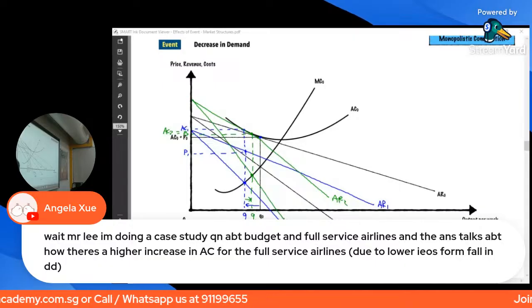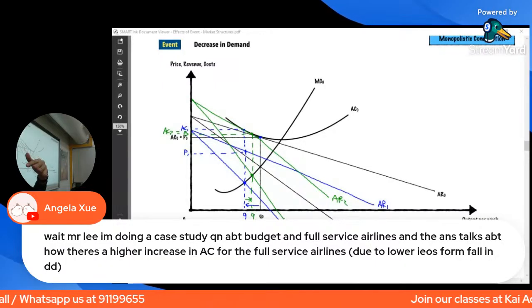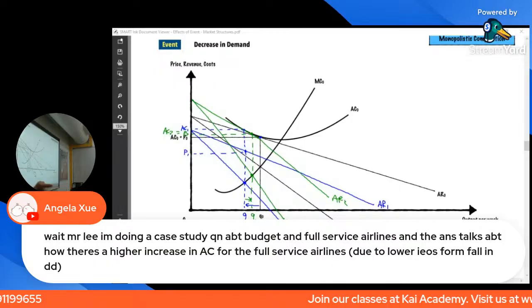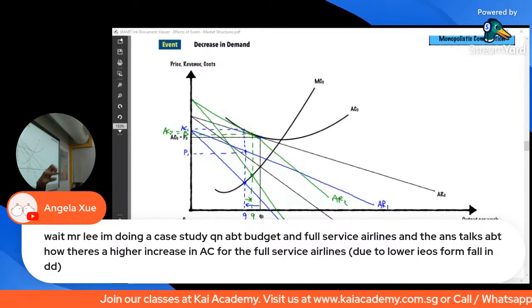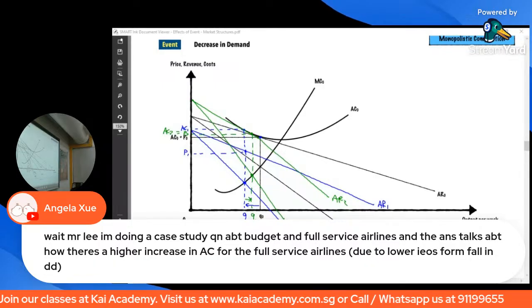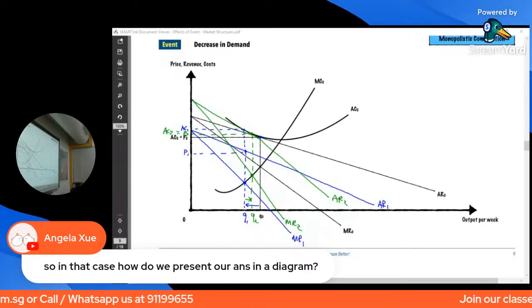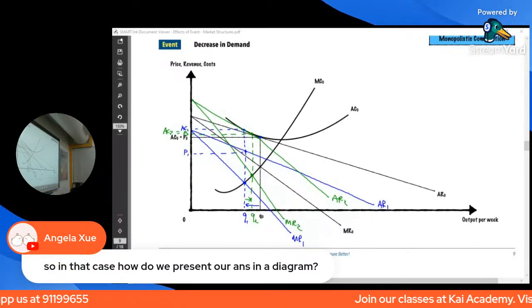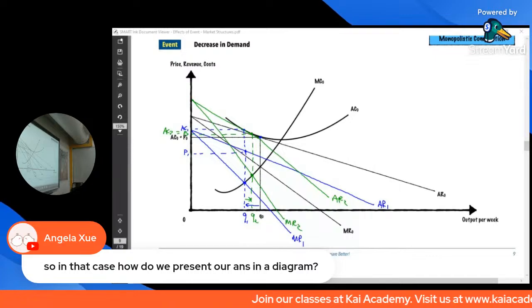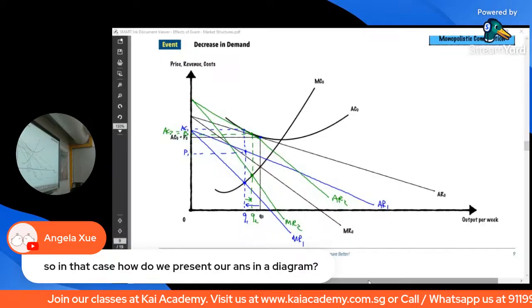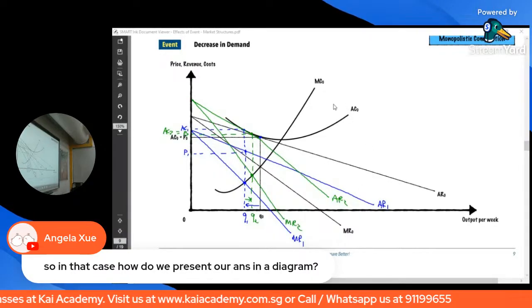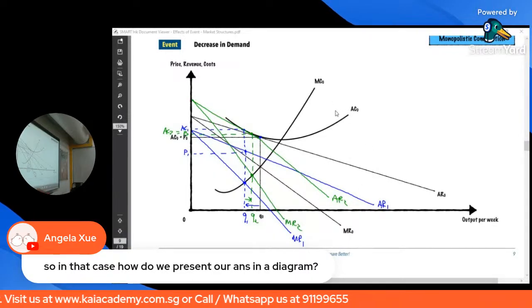What they are talking about here is when your demand falls, your quantity decreases. As your quantity decreases, the firm produces fewer units and is moving leftwards along the falling arm of the LRAC. That's how the firm faces higher average cost. So how we present our answer in our diagram, that's the way you can present. It's an AR/MR shift left and movement along AC. Just that for Angela, you need to label this graph as LRAC to show the movement along the LRAC curve.